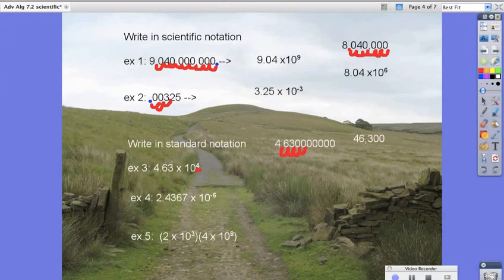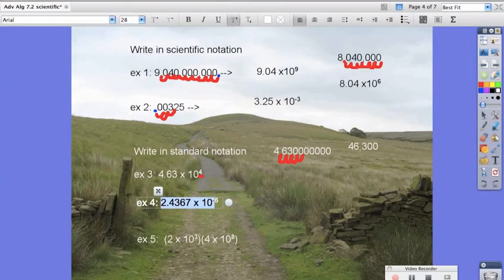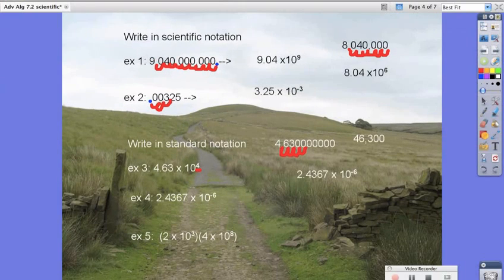Example 4, notice we have 2.4367 times 10 to the negative 6. That means we need to take that number and move the decimal place 6 places. And because it's negative, we move it to the left. So we're not going to do the extra zeros. We're just going to make sure we put these extra indents. So 6 places to the left.